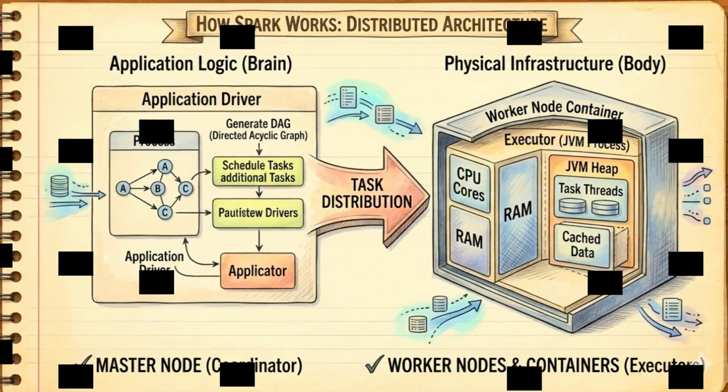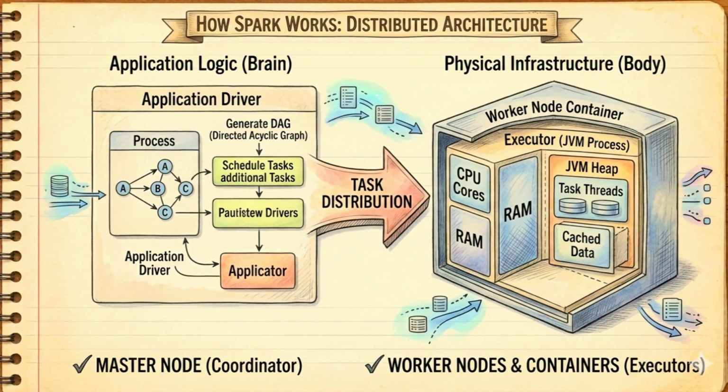Hi friends, let's begin by understanding how Spark actually works behind the scenes. At a high level, Apache Spark processes large datasets by distributing work across many machines in a cluster. Instead of relying on a single powerful computer, Spark breaks a job into many smaller tasks and runs them simultaneously across multiple nodes. A better way to visualize this is in two parts of the system.